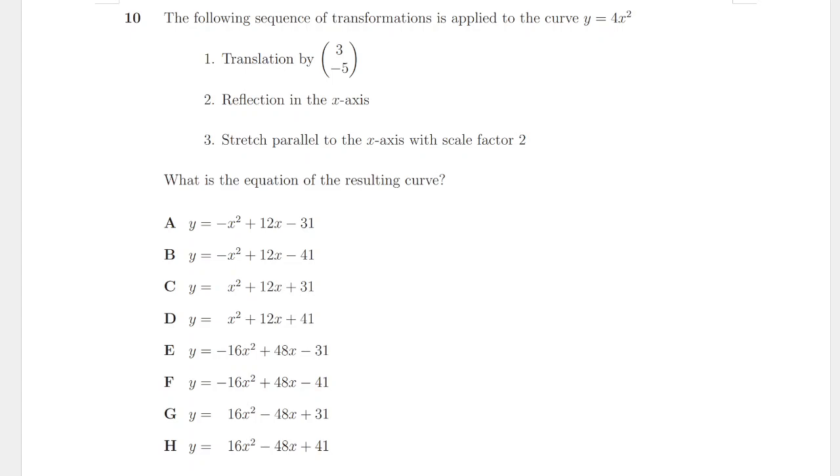Okay, question 10. The following sequence of transformations is applied to the curve y equals 4x squared. So we have a translation, we have a reflection, and then lastly we have a stretch. Okay, what is the equation of the resulting curve? So this is testing how good you know transformations. And by the way, the order of the transformations actually matters.